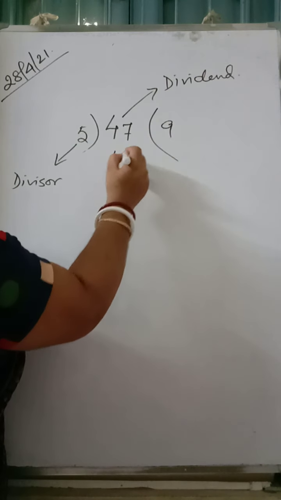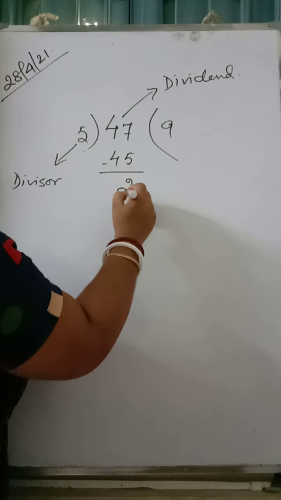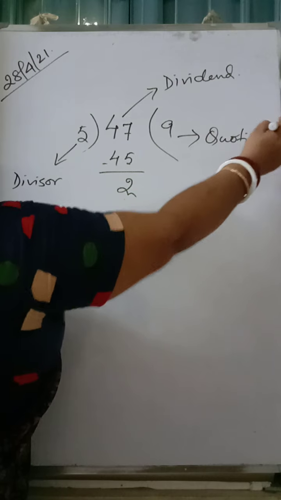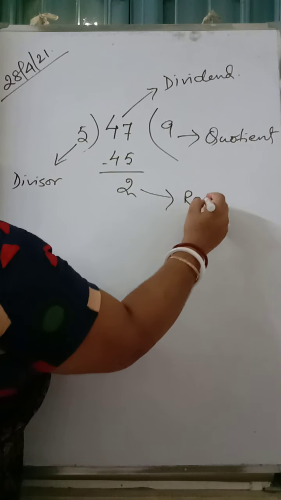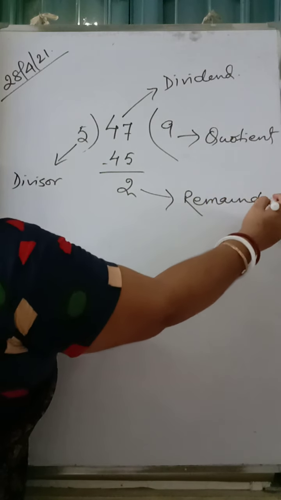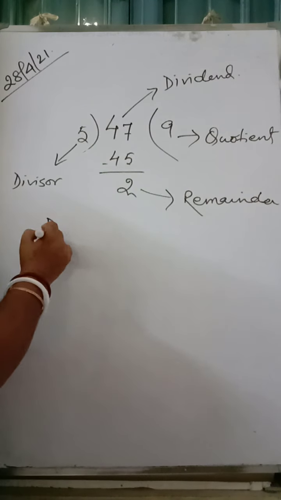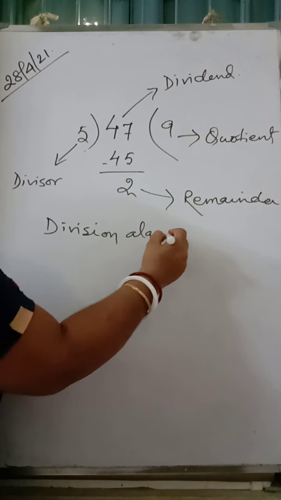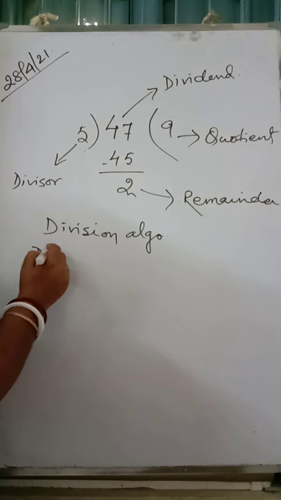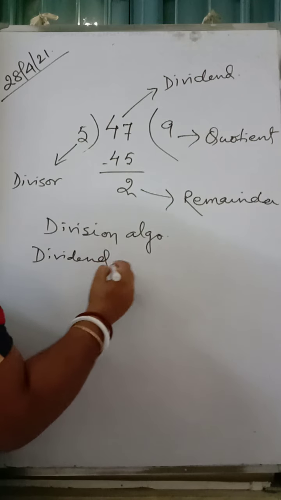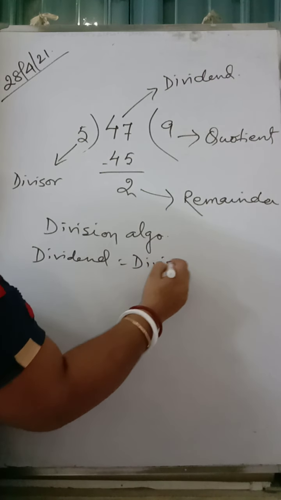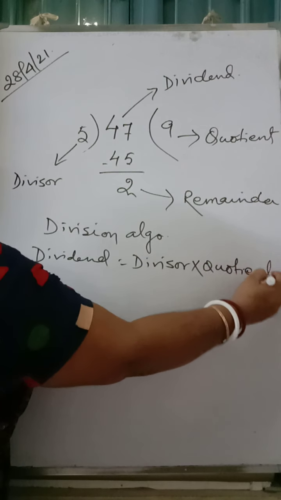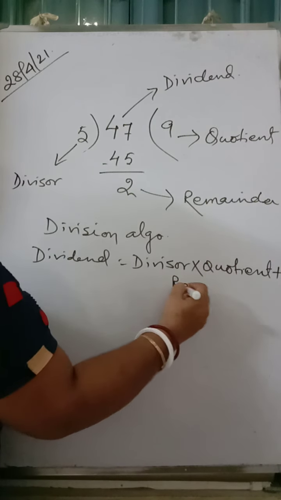5 nines are 45. Then this 9 is known as the quotient. And this 2 is known as the remainder. And we have a division algorithm. That is, dividend is equal to divisor into quotient plus remainder.